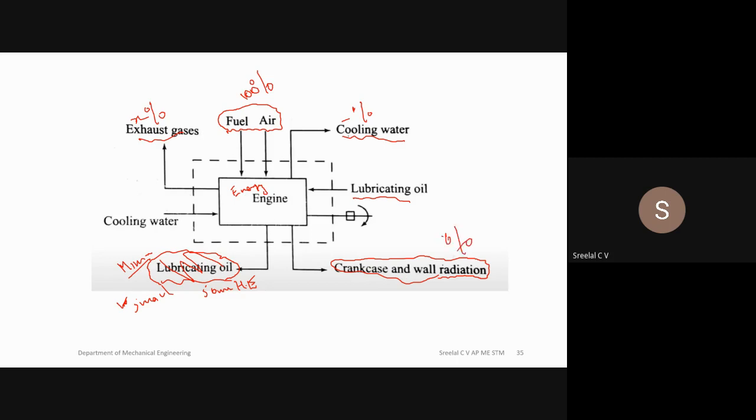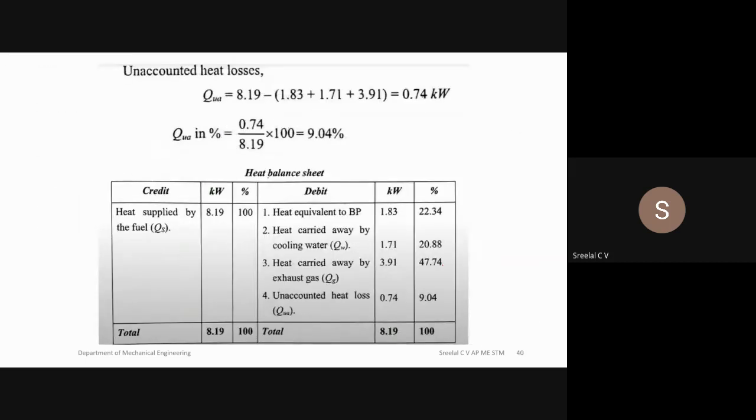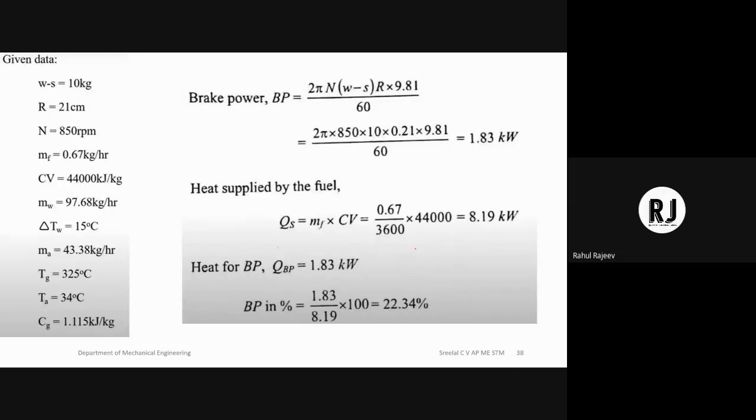For all this we will have an income-expenditure table, like a credit and debit table, with the value of each item and then its conversion into percentage. This is the heat balance. Do you understand? Yes, sir.